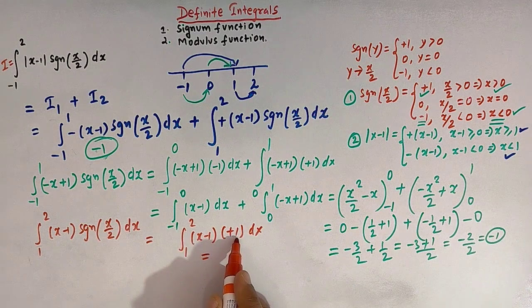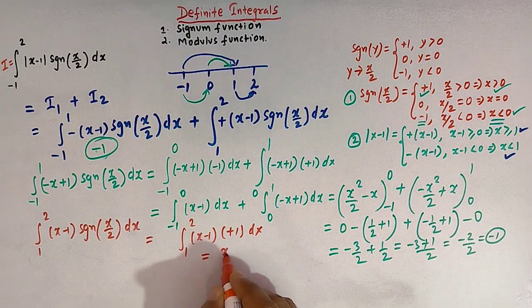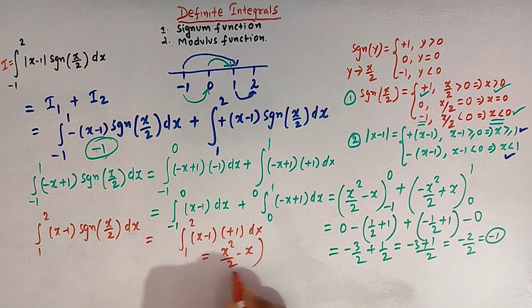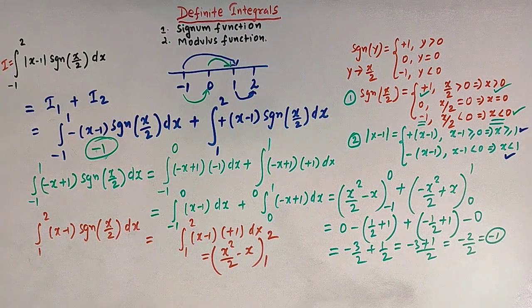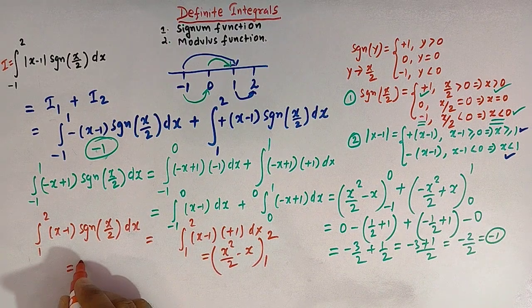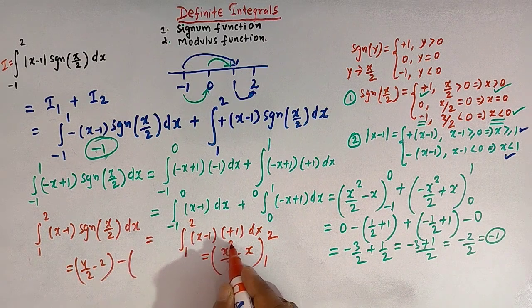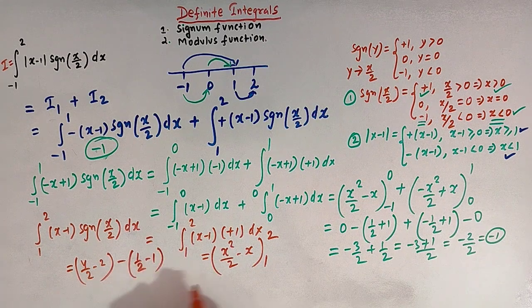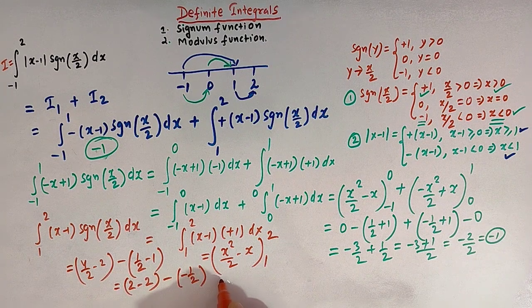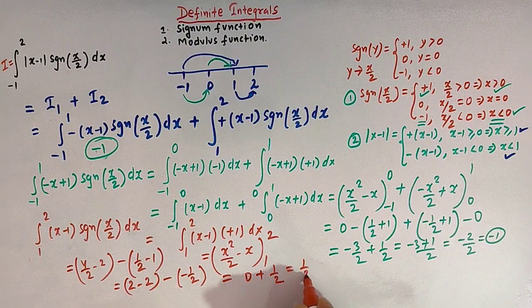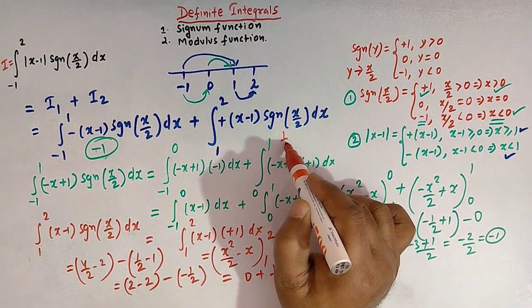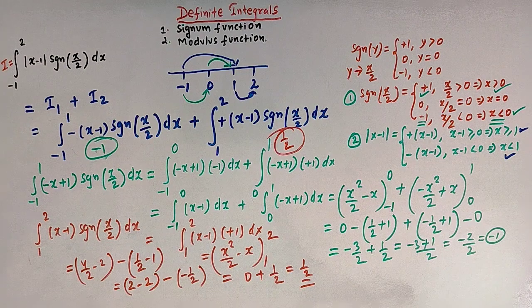And now we have the simple integral. This is x square over 2 minus x, and here we have 1 to 2. Now when we substitute the limits, we'll get 4 over 2 minus 2, and here we have 1 square is 1, so we have half minus 1. So this is 2 minus 2, and here we have minus half minus 1, and this is 0, and this is plus half. So this is half. So the value of this integral is 1 over 2.